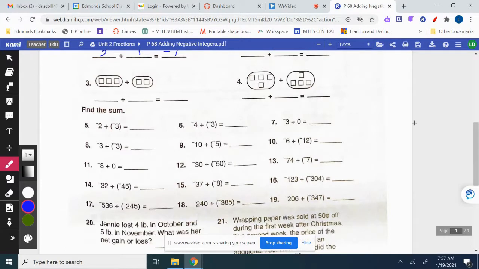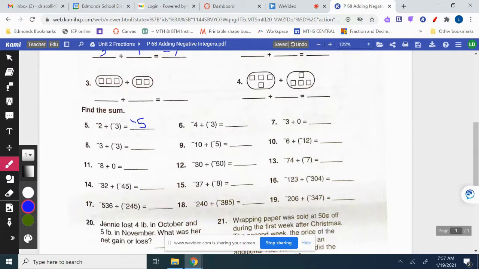So I have 2 and 3. So 2 plus 3 is 5, and I keep my sign negative. They get into bigger numbers, and you guys know how to add those bigger numbers.